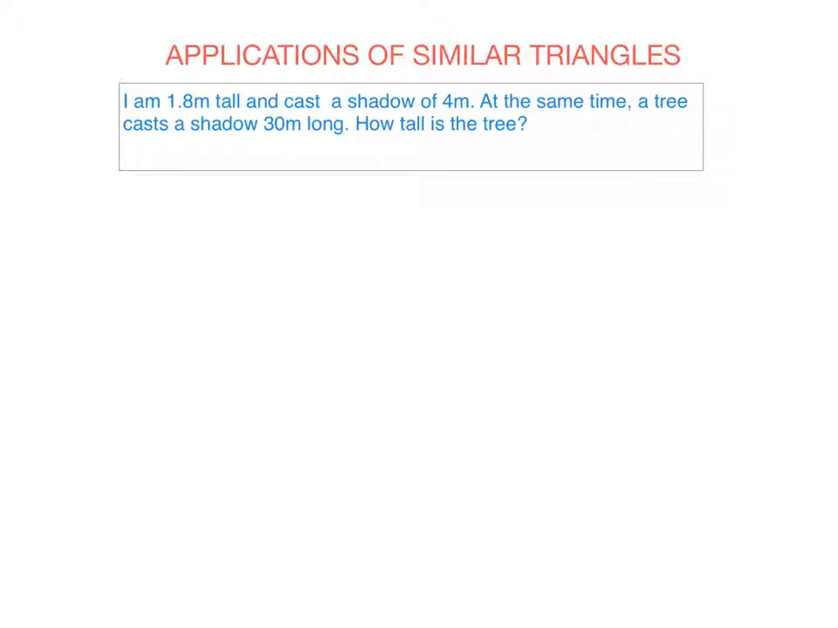So if you're not given a diagram, let's first draw one. I'm going to draw first a diagram of me. So there's me, 1.8 meters tall, and I cast a shadow that's 4 meters long. Of course, the sun is up here, so I can make this into a triangle. So that's the first triangle, the triangle of the shadow I make.